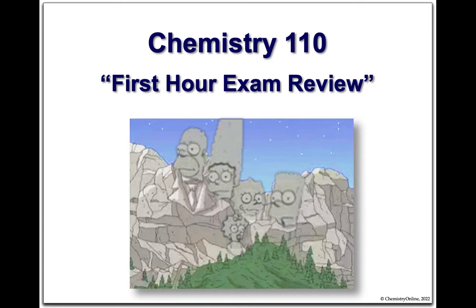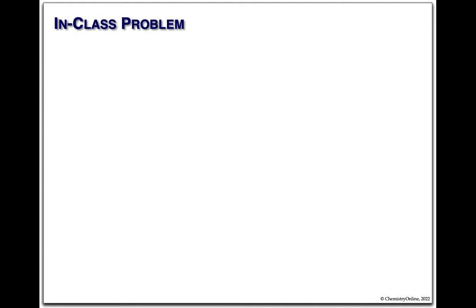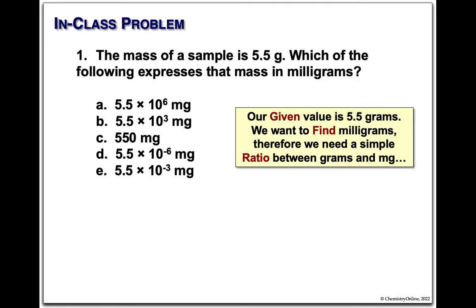All right. First question, we have a sample of 5.5 grams. Which of the following expresses that in milligrams? We remember that milli is the prefix for 10 to the minus 3. Our given in this problem is going to be our 5.5 grams. We want to find milligrams. The ratio for grams to milligrams, there are 1,000 milligrams in a gram. 1,000 times 10 to the minus 3 is 1.